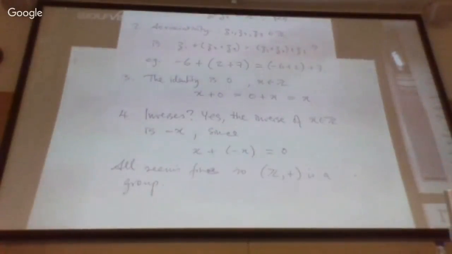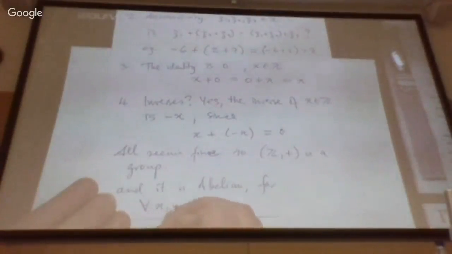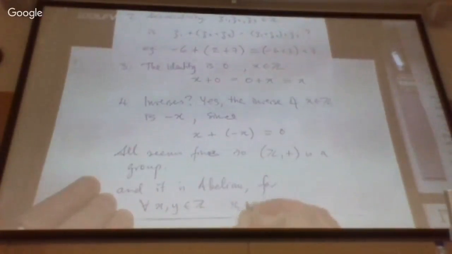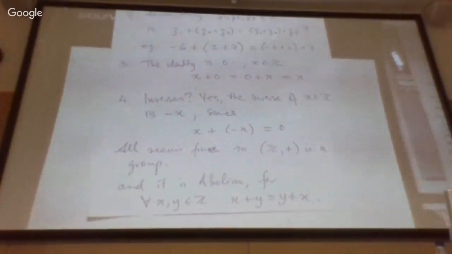Is it abelian or non-abelian though? Is the operation commutative or non-commutative? It's commutative, okay? It's abelian. If you take any pair of integers x and y, it's always the case that x plus y is equal to y plus x. Both of them are just the sum of the two quantities.